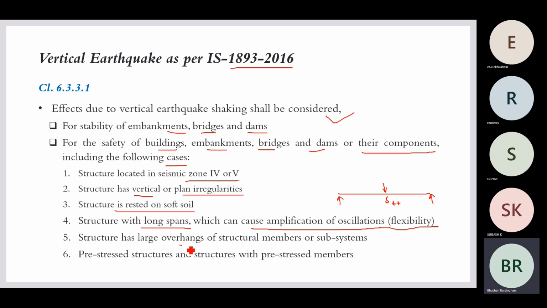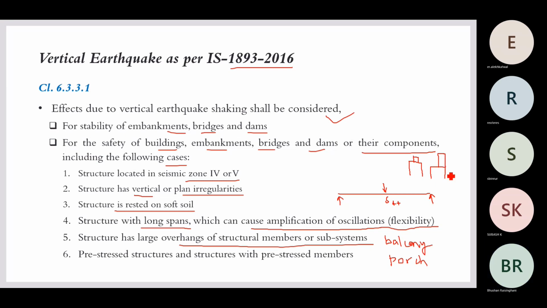Structures with large overhangs of structural members or subsystems. Large overhangs in the sense you have balconies in the building. Balconies are one type of overhang. Second is your porch at the entrance of your building. Balconies are there, porch is there, and on top of the building you have an overhead water tank, or something extending above your building. Or let's say it is a building in which there is a high change in geometry. This is acting as a separate structure, and this is also acting as a structure on top.